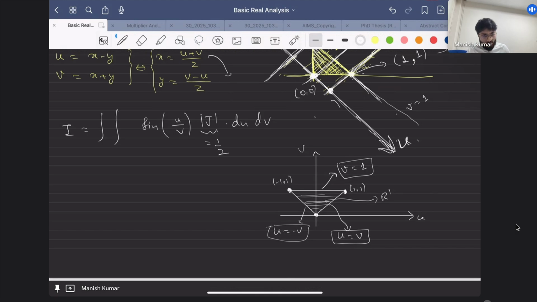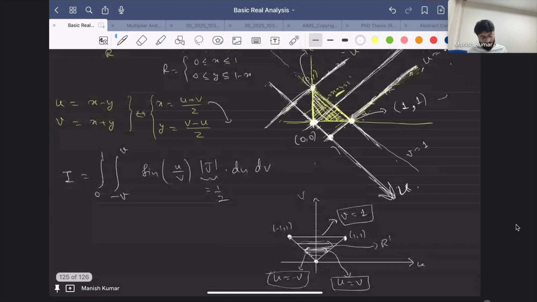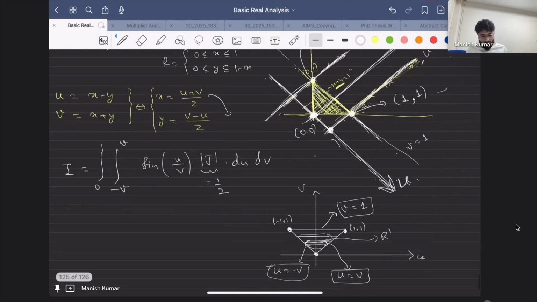If you want to go like this, then your v is varying from 0 to 1. And when you are going across, u is varying from minus v to plus v, right? So v is varying from 0 to 1 and u is varying from minus v to v. Yes, sir. Correct. So this would be the transformed integral. Okay, this is coming out to be 0, sir. Oh, okay, maybe. If you do this integration, you can get it. Yes, sir. This is 0. Okay, so this is how you can do this kind of thing.